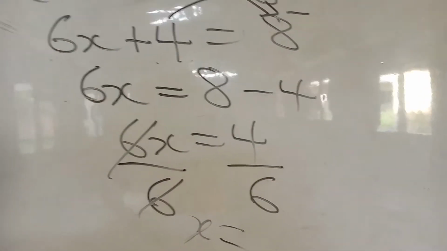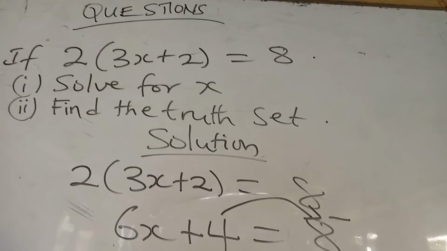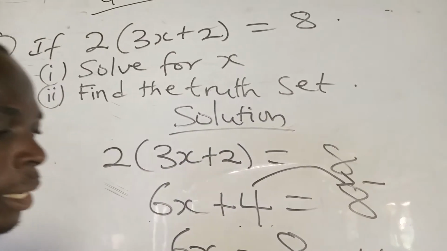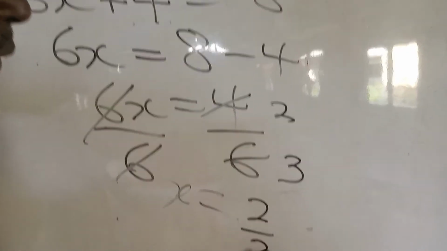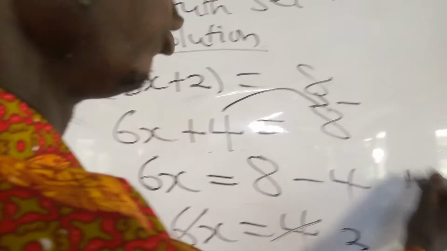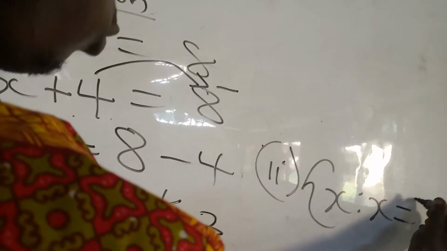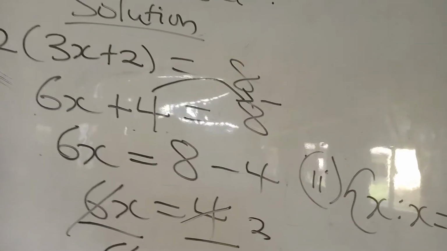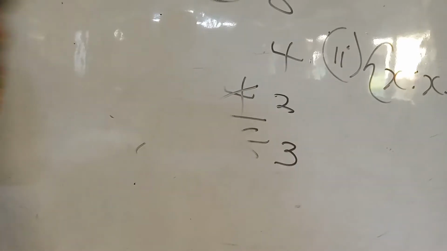So you see, under fractions, I taught you reducing fraction to its lowest term. And to reduce fractions, we find the common divisor or common factor. So the common factor here is 2, because 2 goes into 4 two times and 2 goes into 6 three times. It's 2 over 3. That's our x. So if you are asked to find the truth set, you say that S is equal to 2 over 3. That's our truth set or solution set. Let's take our second example.